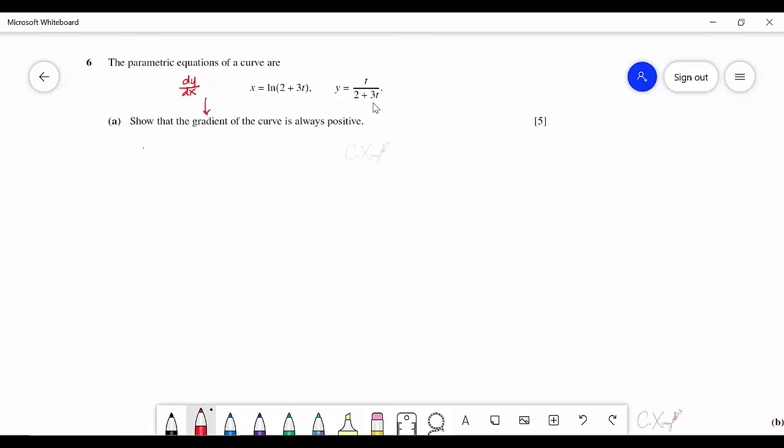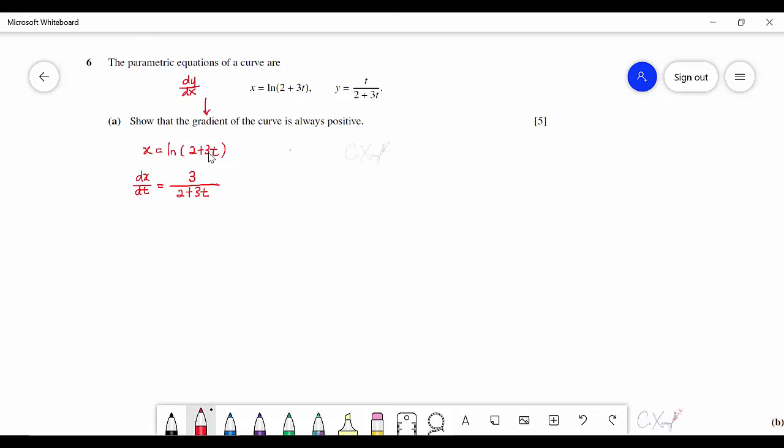First part, I'm having x equals ln of 2 plus 3t. When I do the differentiation with respect to t, I will have dx over dt. For the dx over dt here, I bring the whole bracket inside the ln down to become the denominator. After that, I differentiate the thing inside this bracket and I will get a 3, so I'll multiply this answer with 3. So this is what we have for dx dt.